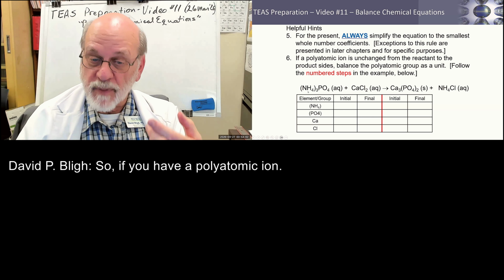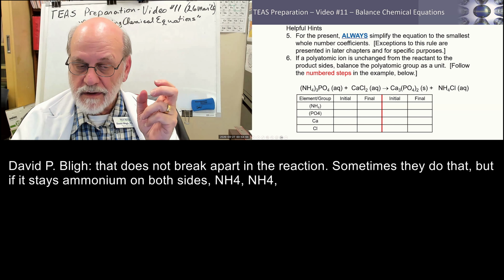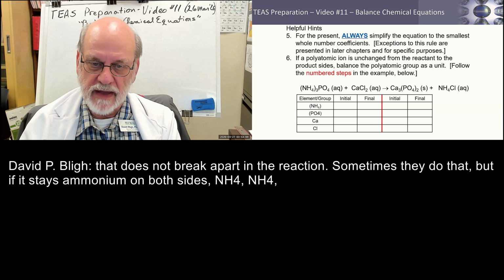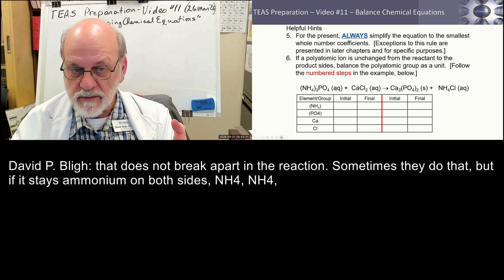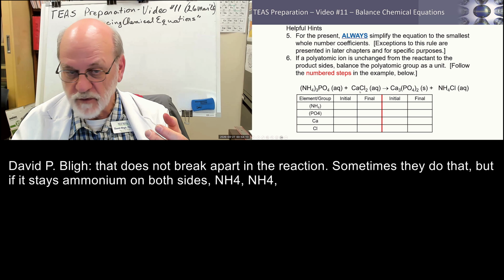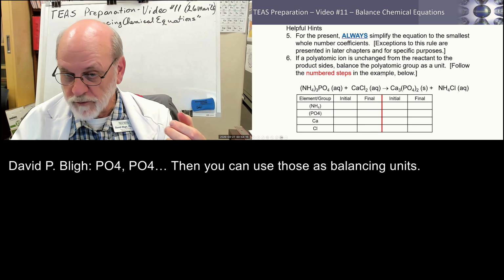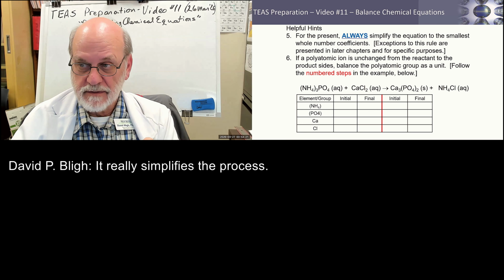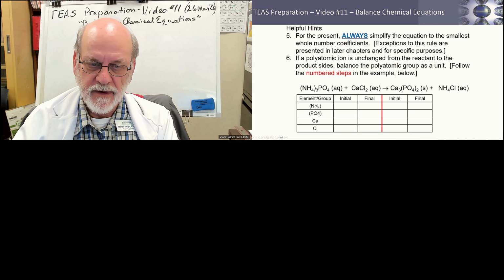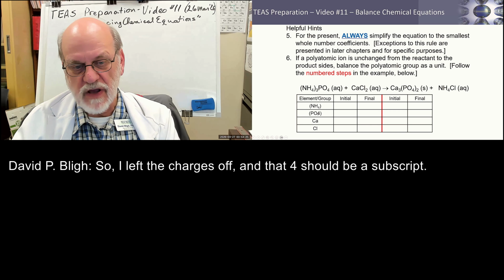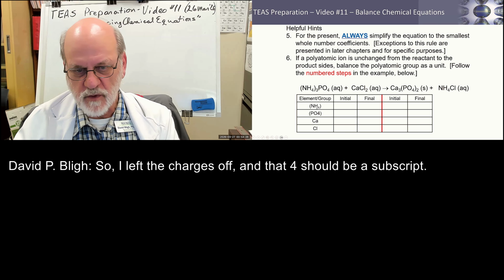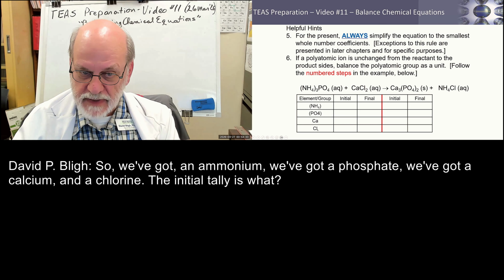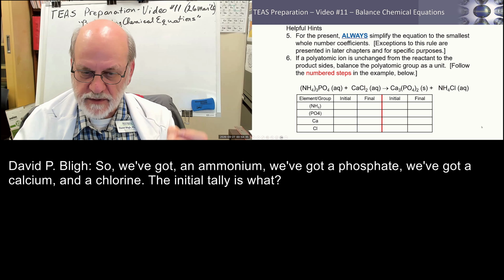So if you have a polyatomic ion that does not break apart in the reaction, sometimes they do that, but if it stays ammonium on both sides, NH4, NH4, PO4, PO4, then you can use those as balancing units. It really simplifies the process. So I left the charges off, and that 4 should be a subscript. So we've got an ammonium, we got a phosphate, we got a calcium, and a chlorine.